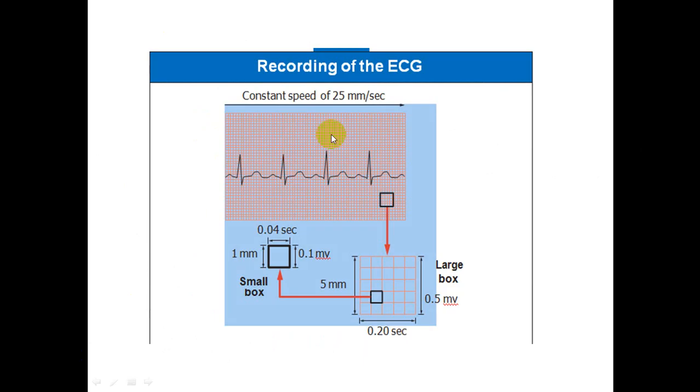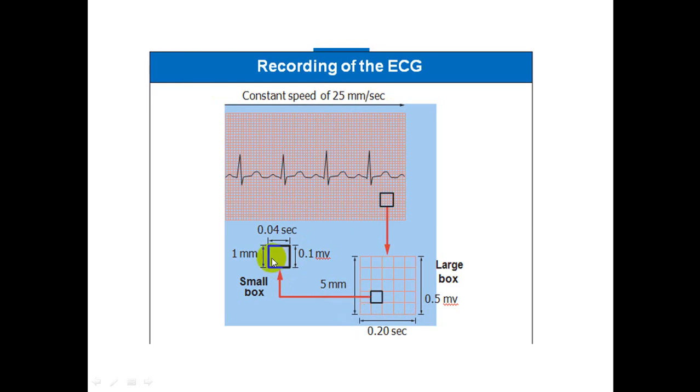ECG has a paper, and it runs at a constant speed of 25 mm per second, the standard speed of ECG. On this paper the tracing has small squares and big squares. Each 5 small squares make a big square, the big box. This big box has 5 horizontal and 5 vertical.